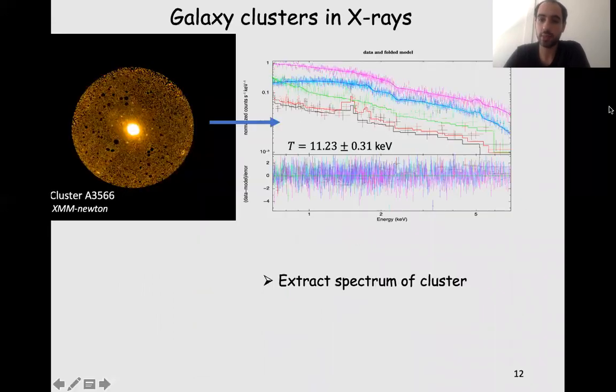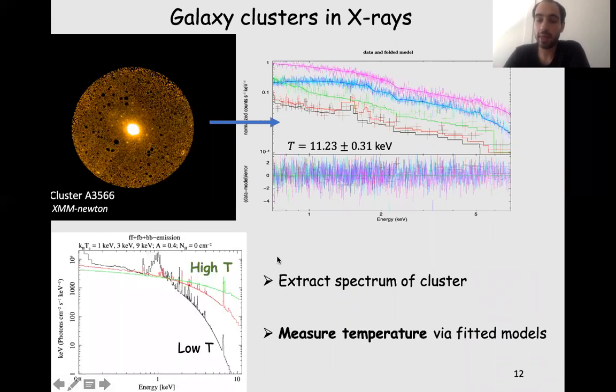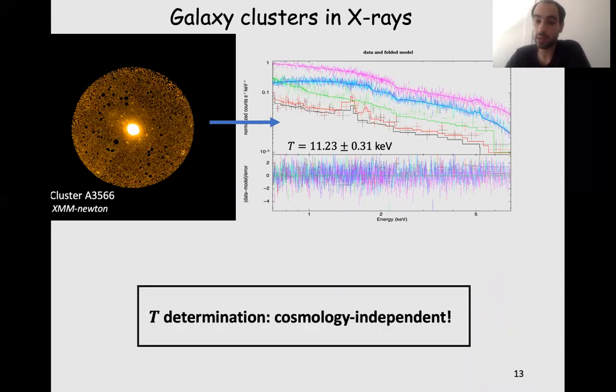Why is that? Because we can simply observe a galaxy cluster, extract its spectrum, apply the appropriate thermal emission models, and we can measure the temperature. Now, through this process, cosmology enters nowhere. So the observational determination of the cluster temperature is completely cosmology independent.